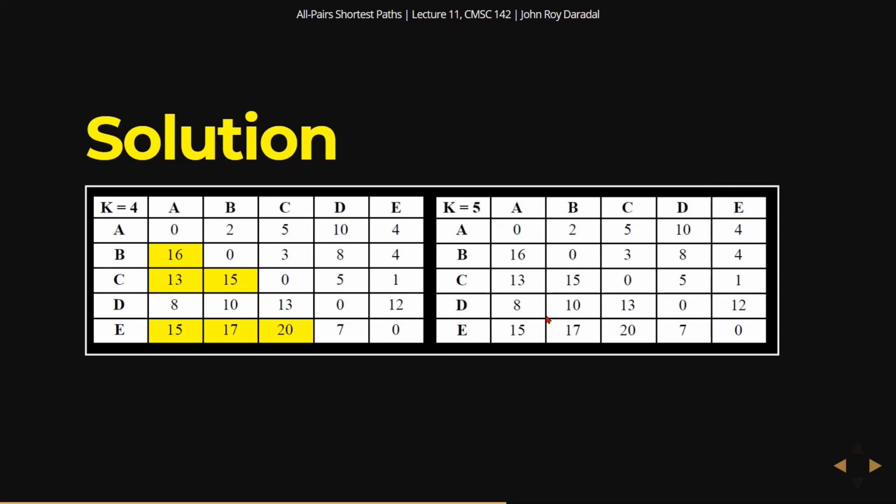So this is the last one since you have 5 vertices. So this is the final APSP values for that graph. Okay, so again, please watch the demo video for the details of how we came up with these values. Okay, so that is Floyd-Warshall algorithm.